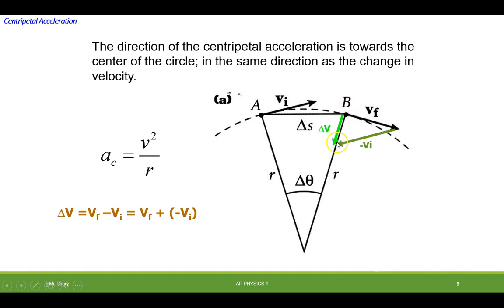And if you look at that, this, then this, is the same thing as this. So delta v, in this case, points toward the center of the circle, proving that centripetal acceleration acts towards the center of the circle. So the acceleration equation we just derived, we can prove now that it acts towards the center of the circle.